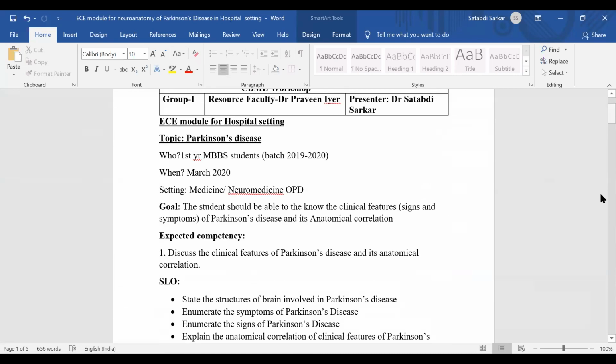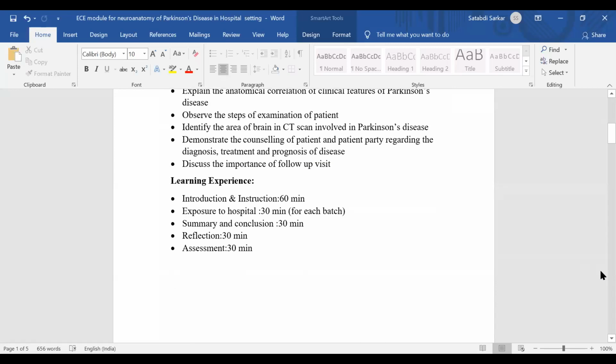The learning objectives are to state the structures of the brain involved in Parkinson's disease, enumerate the symptoms, enumerate the signs, explain the anatomical correlation of clinical features of Parkinson's disease, observe the steps of examination of the patient, identify the area of the brain in CT scan involved in this disease, demonstrate the counseling of patient and patient party regarding the diagnosis, treatment, and prognosis of the disease, and discuss the importance of follow-up visit.